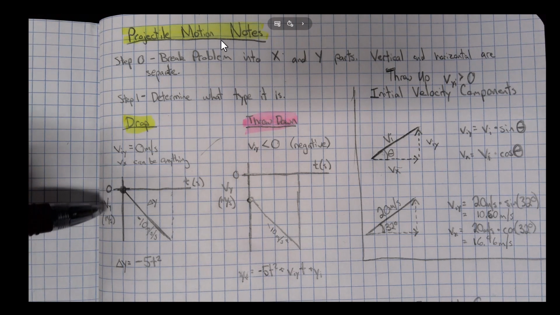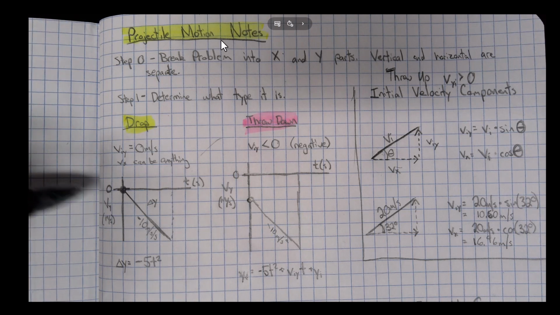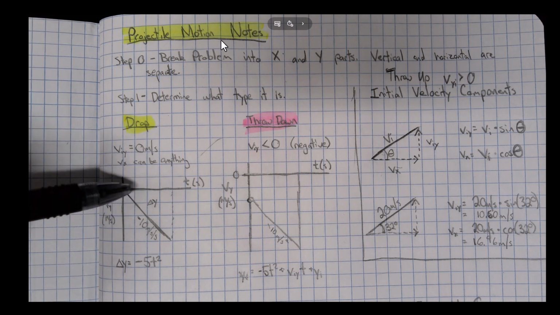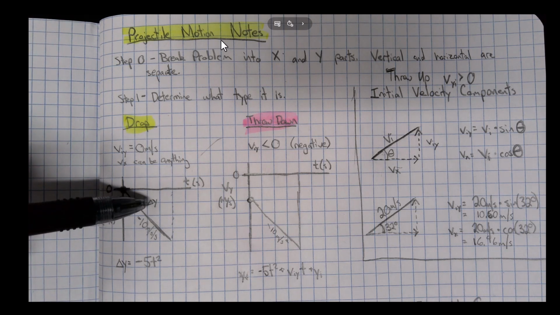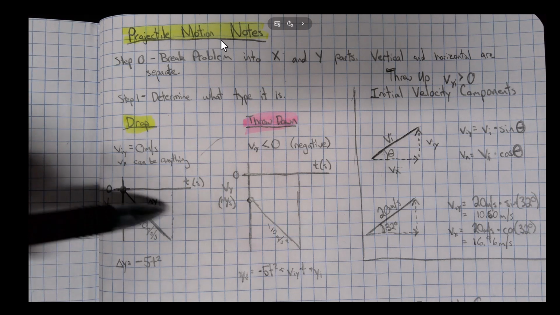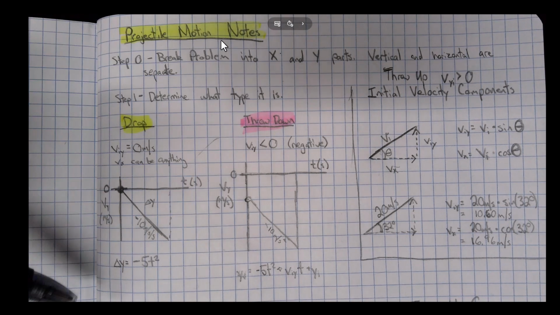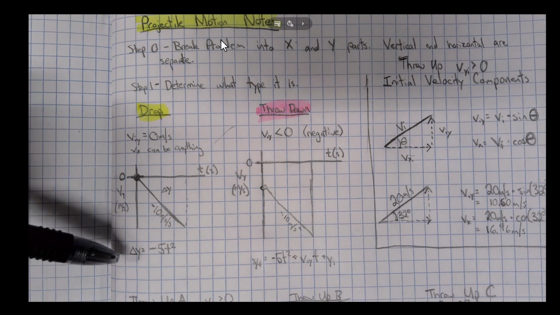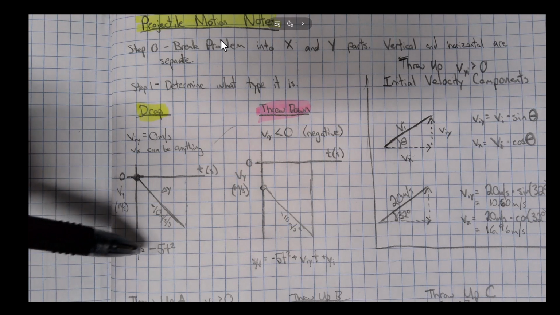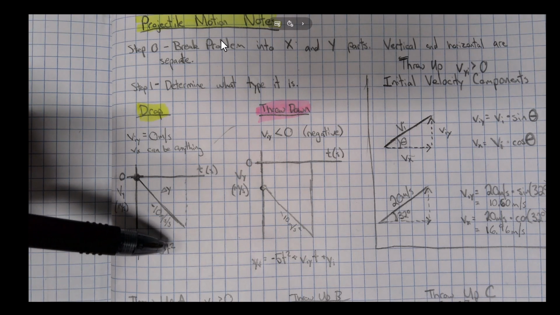And the vertical velocity-time graph will always look like this. It will start at 0. It'll have a slope of -10. And as time increases, the velocity drops. And the area inside that triangle will be how far it's fallen. The most important equation in this problem is going to be delta y equals -5t squared.